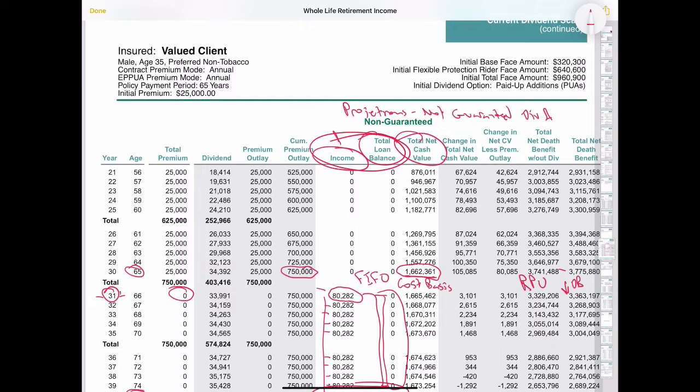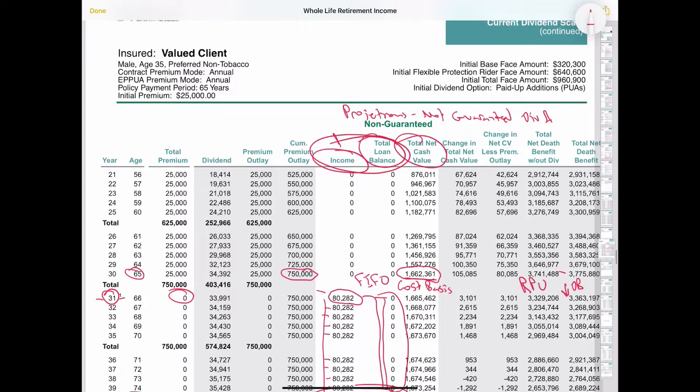But do understand that whole life insurance does not operate in a vacuum. It improves or declines in attractiveness based on what's going on in the overall economy for fixed interest rate options. So things like bonds, savings accounts, CDs, things of that nature. As interest rates go down, dividend rates on whole life insurance tend to go down. As interest rates go up, dividend interest rates tend to go up.